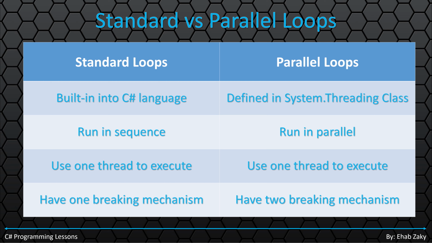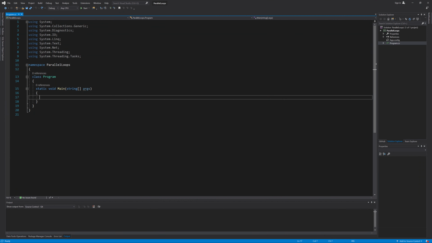The standard for loops have the C# break statement to stop the loop, while parallel loops have two different methods to stop the loops. The Parallel class is defined in System.Threading namespace and can be used to create loops that run in parallel. These loops can replace the built-in for and for each loops in C#. The normal built-in loops run sequentially, however, the loops created by the Parallel class run in parallel, which means that multiple iterations can run at the same time in multiple threads.